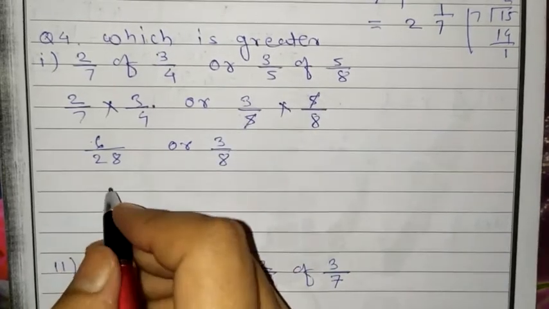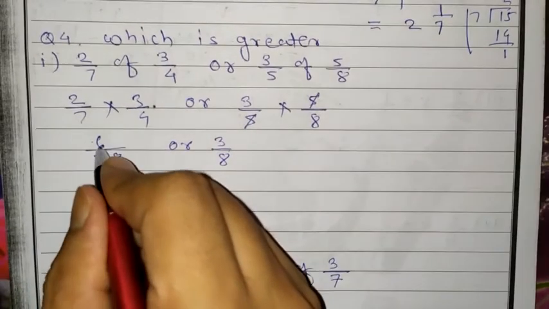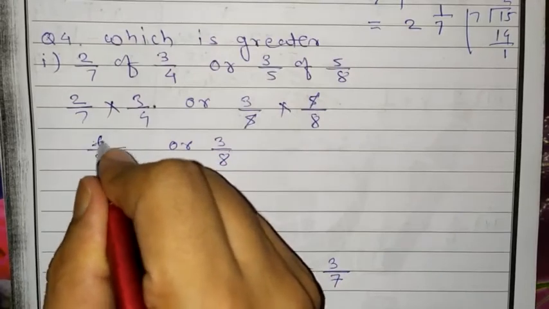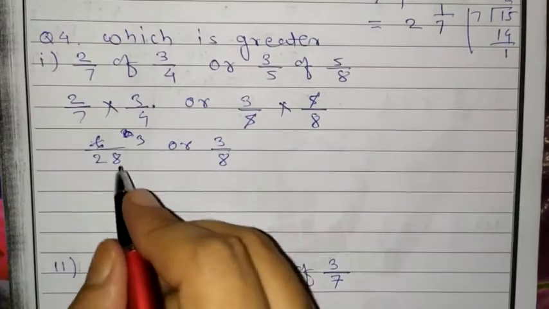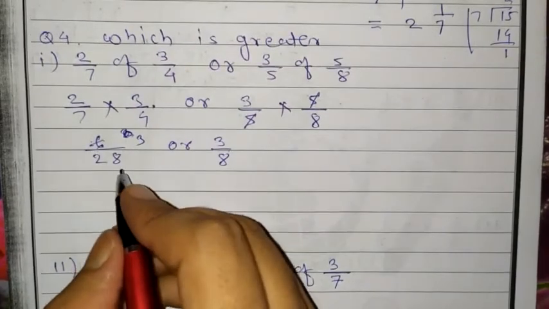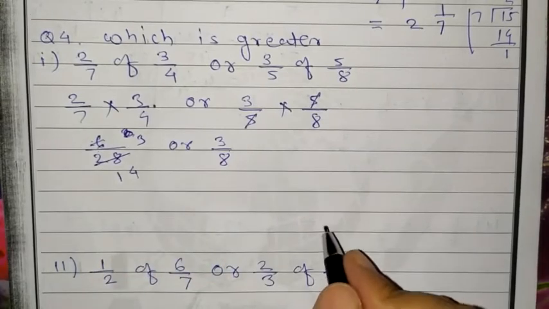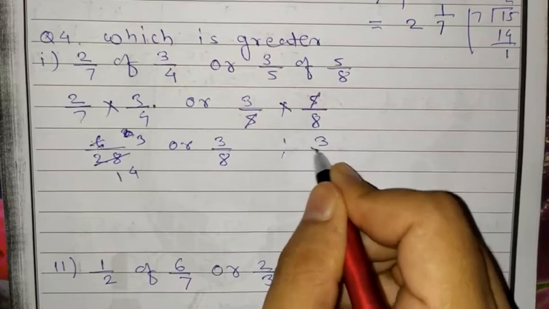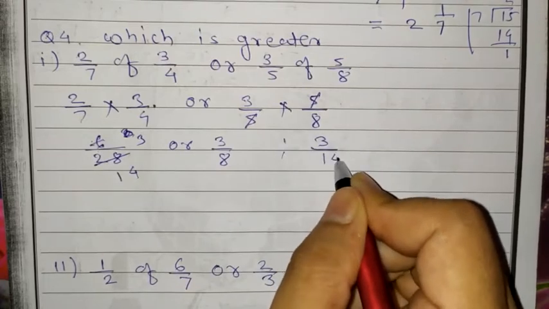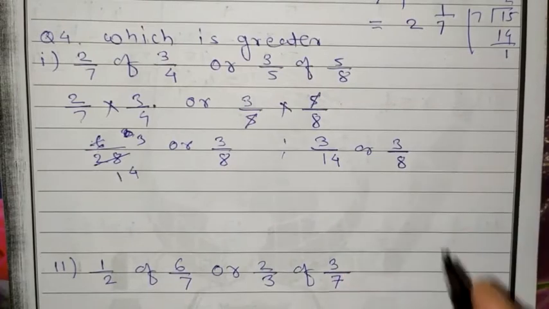And if you see here, both numbers are divisible by 2. So first I am cutting by 2. So 2 into 3 is 6. Okay. So here 3 will be there. And here 2 ones are 1, 2 fours are 8. So it is 14. So here the numbers are nothing but 3 upon 14 or 3 upon 8. So these are the numbers.